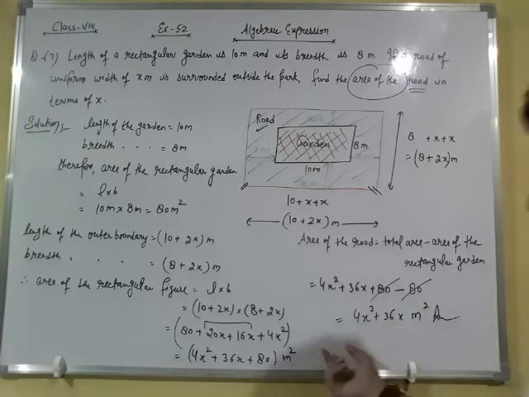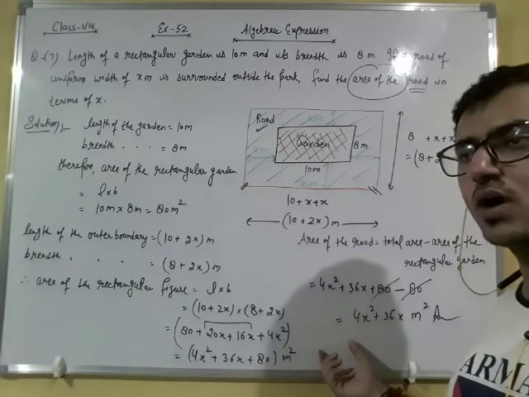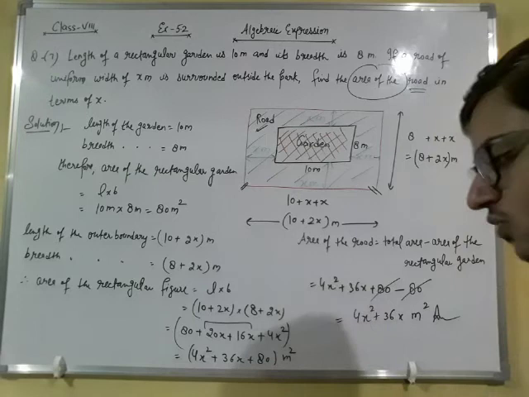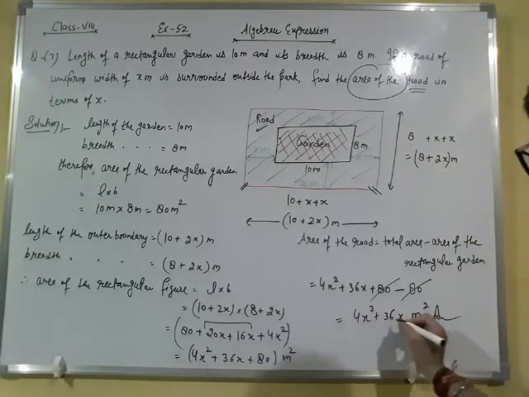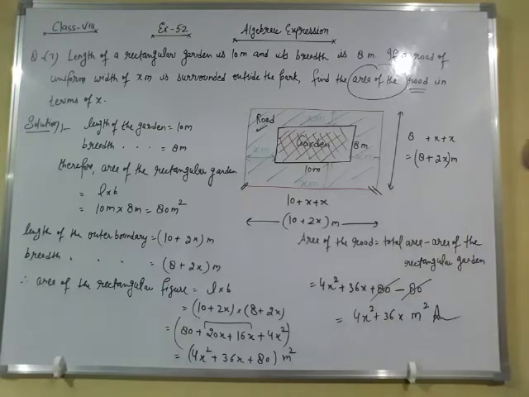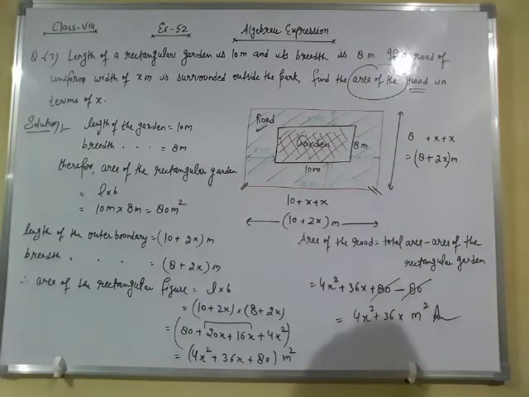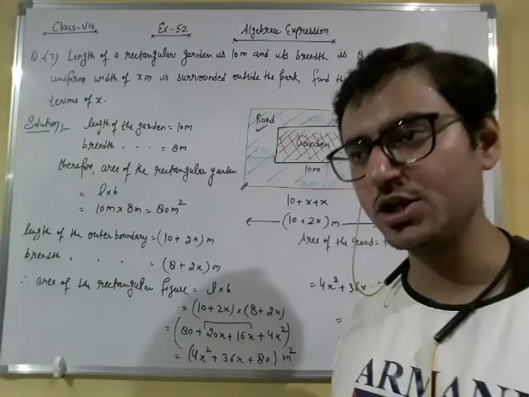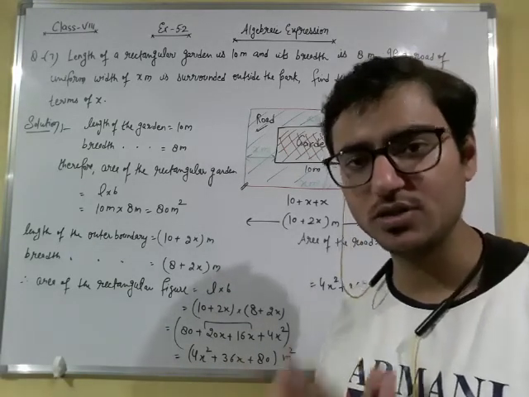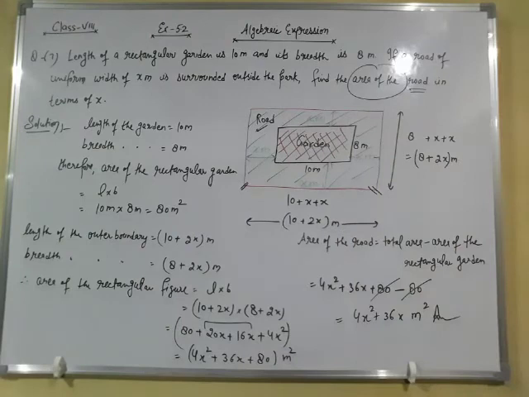Here you have to write down the statement of the answer. So the required area of the road is equal to 4x square plus 36x meter square, because this is a word problem, and in these kinds of questions we have to mention the answer with language. The concept of this question is very easy. Don't be afraid of the length of the question.